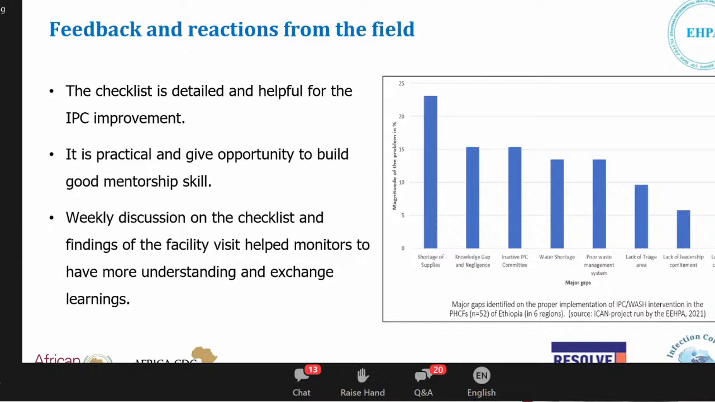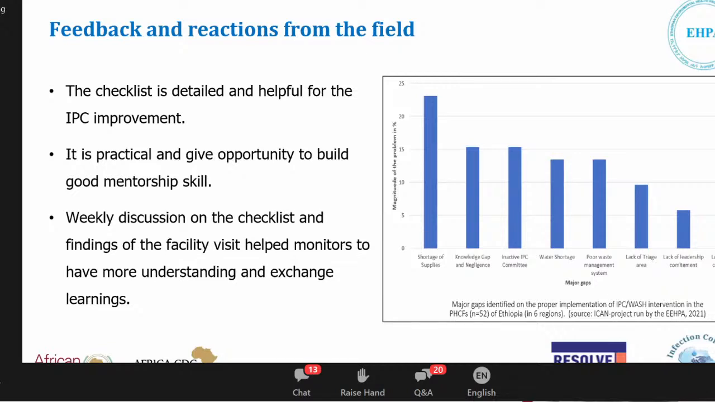It helps the mentors, and sometimes we also invite the health facility leadership to our weekly discussion, in which they can see their facility improvement in regard to the IPC. So the mentors exchange learnings and also try to adapt, try to be perfect in the area of using this checklist, and also look for local solutions for that specific facility.